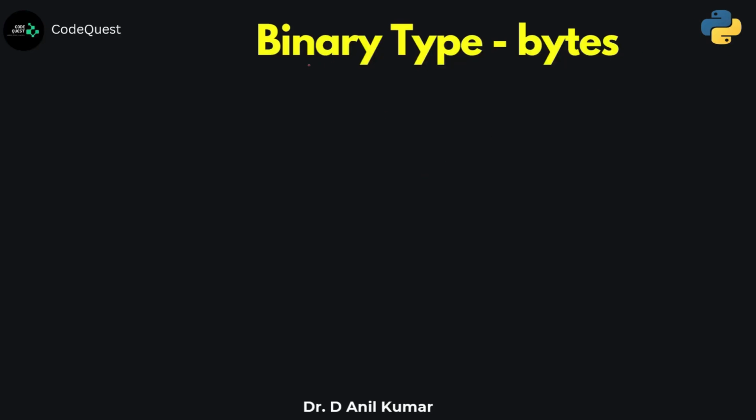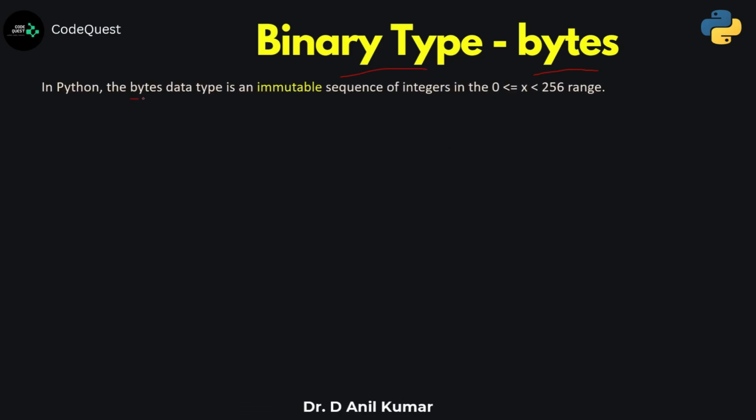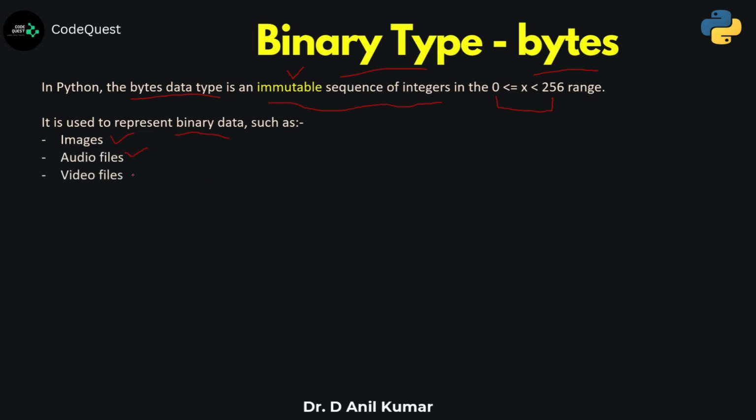The next data type is binary types, where we deal with two types of binary types. One is bytes, another one is bytearray. The bytes data type is an immutable sequence of integers, and the range can be from 0 to 255. When I say immutable, I mean we cannot modify the values. Normally we use binary data like the bytes data type for images, audio files, video files, executable files, and network packets.